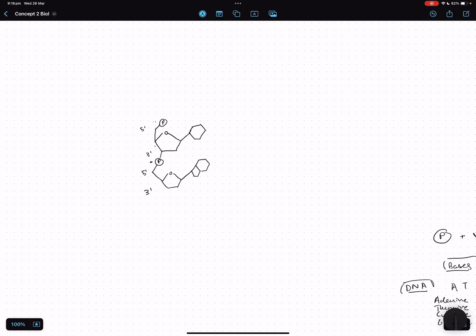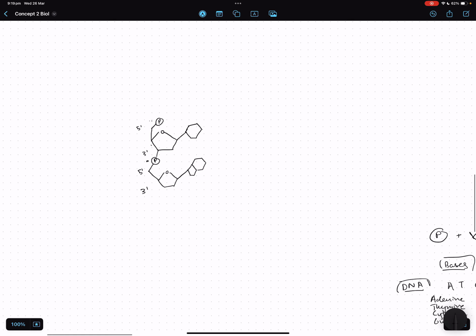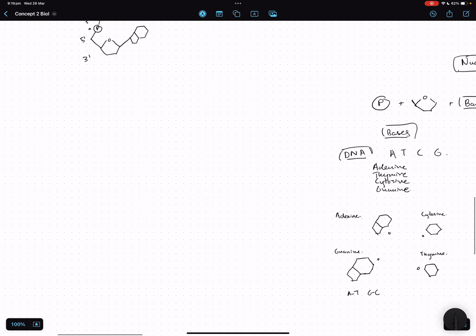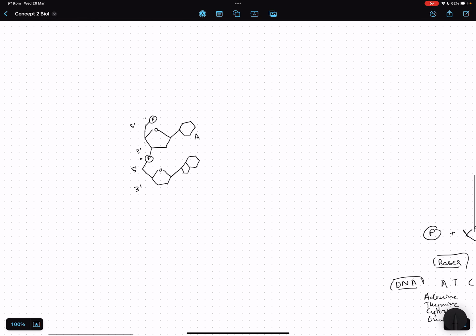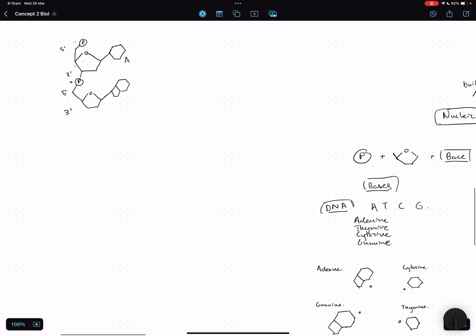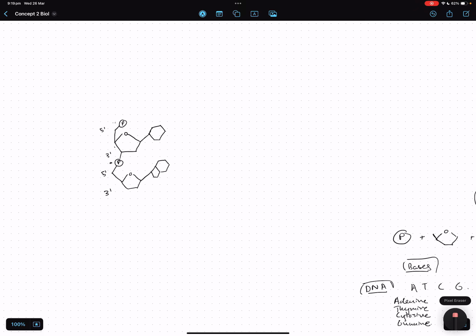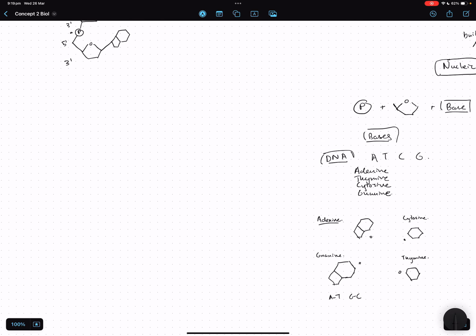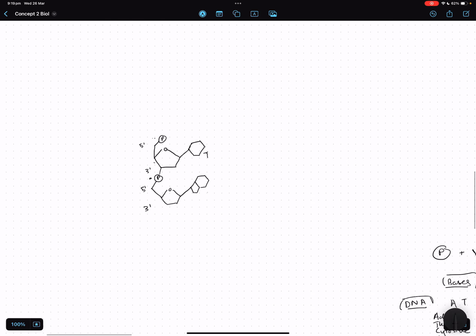So let's say this is, I don't know, adenine, and this one is like... oh no, this one can't be adenine. Let's say this is thymine, and this is... remember, adenine and guanine. This is a double ring. Let's say this is guanine.